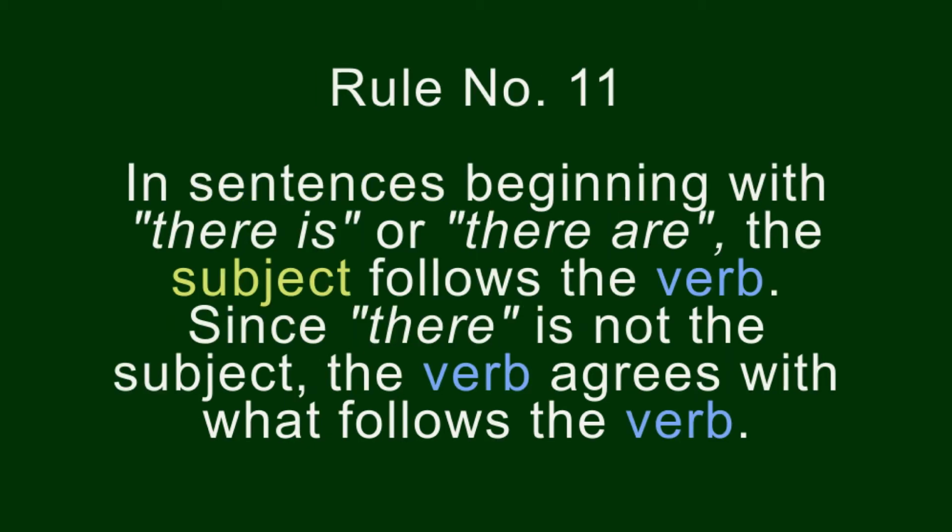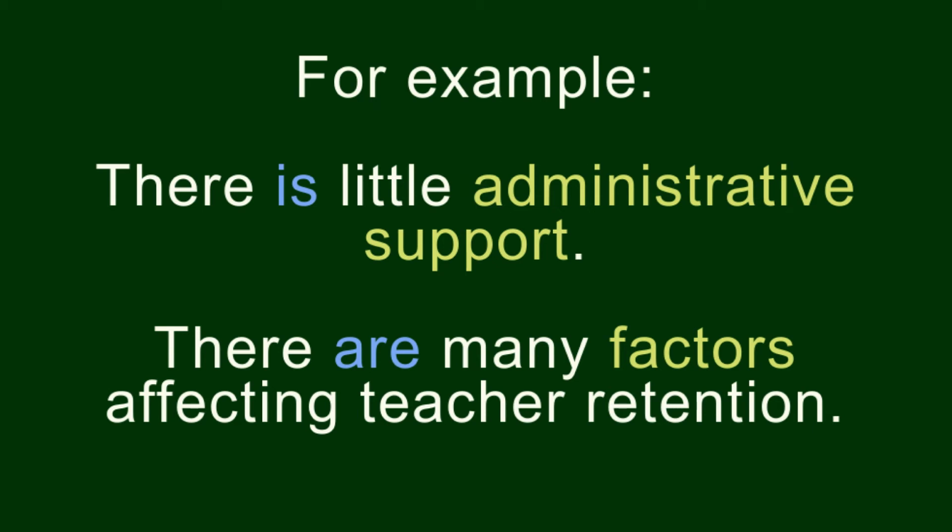Next rule, this is our 11th rule. In sentences beginning with there is or there are, the subject follows the verb. Since there is not the subject, the verb agrees with what follows the verb. For example, there is little administrative support. Next example, there are many factors affecting the teacher retention. For rule number 11, it says here that the subject follows the verb, since the verb is written first. But you can always adjust your sentence in a way that it will be more comfortable or more effective for you in terms of your message or in terms of how you want to say it.